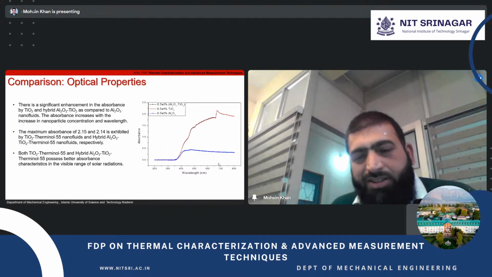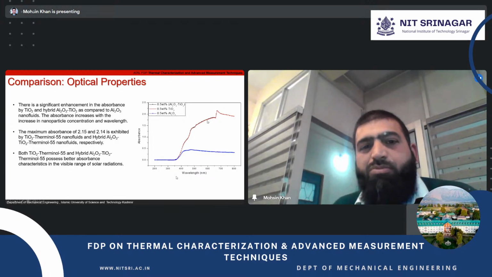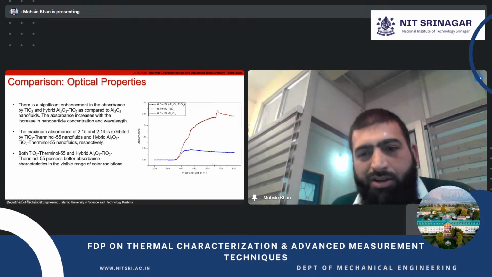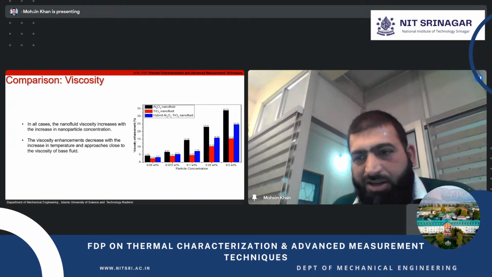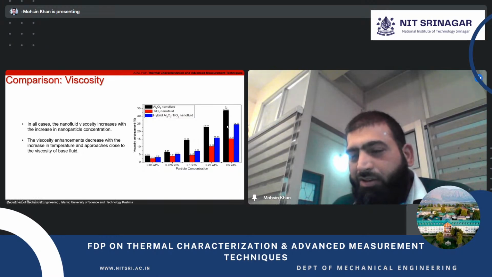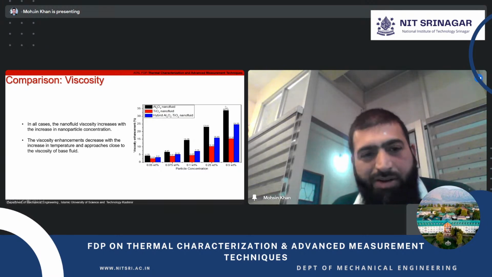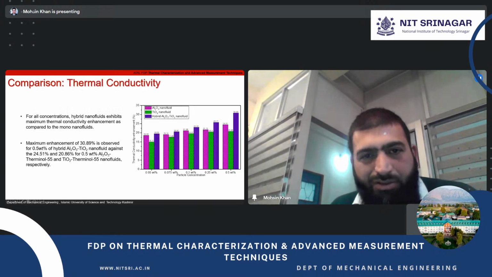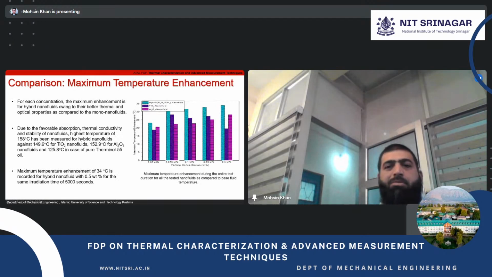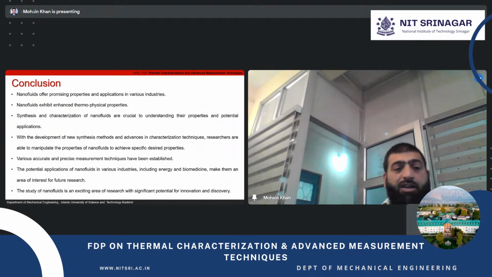This is a comparison of the optical properties of the mono nanofluids and the hybrid nanofluids. The hybrid nanofluids had much more absorbance as compared to the mono nanofluids. We compared the viscosity. Viscosity was slightly less. There was a compromise between them. The TiO2 nanofluids had the least viscosity, Al2O3 had the maximum viscosity, and the hybrid was somewhere in between. This is the comparison of thermal conductivity and maximum temperature enhancement.